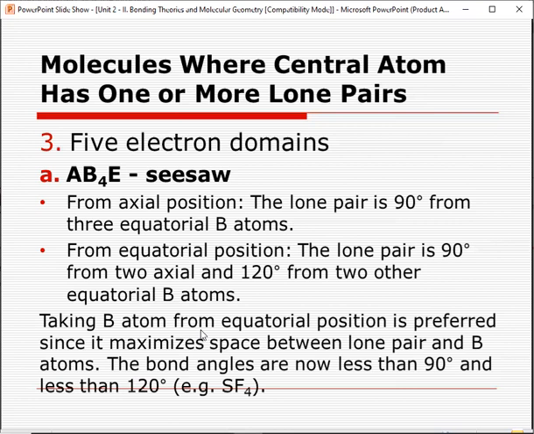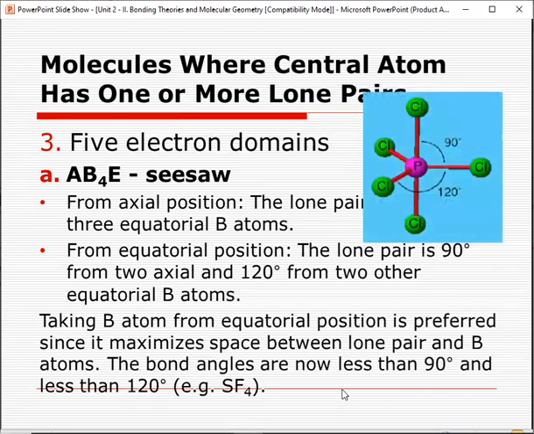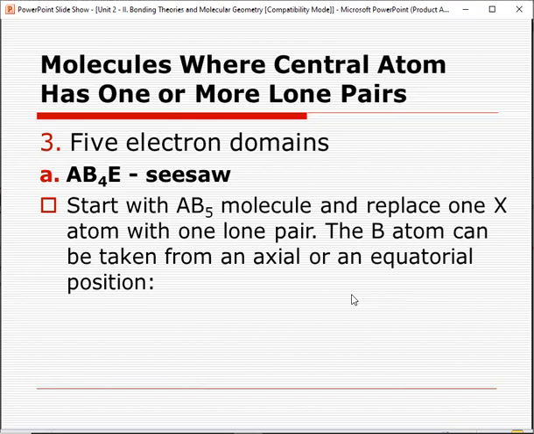So, imong ibutang ang lone pair, mas preferred nga ibutang siya sa equatorial position. So, the bond angles are now less than 90 degrees and less than 120 degrees. Example is SF4. So, inani so this is the picture of the AB5.